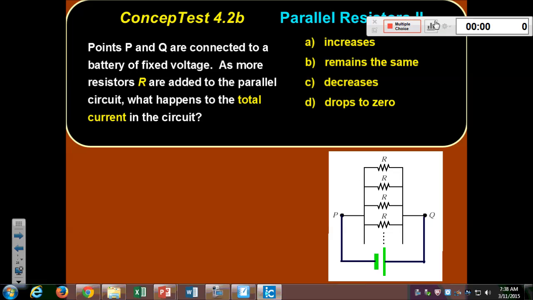Here we have points P and Q connected to a battery of fixed voltage. As more resistors R are added to the parallel circuit, what happens to the total current in the circuit? So as I add more and more resistors, here, and here, and here, and on in parallel, what happens to this current that's feeding this parallel branch?